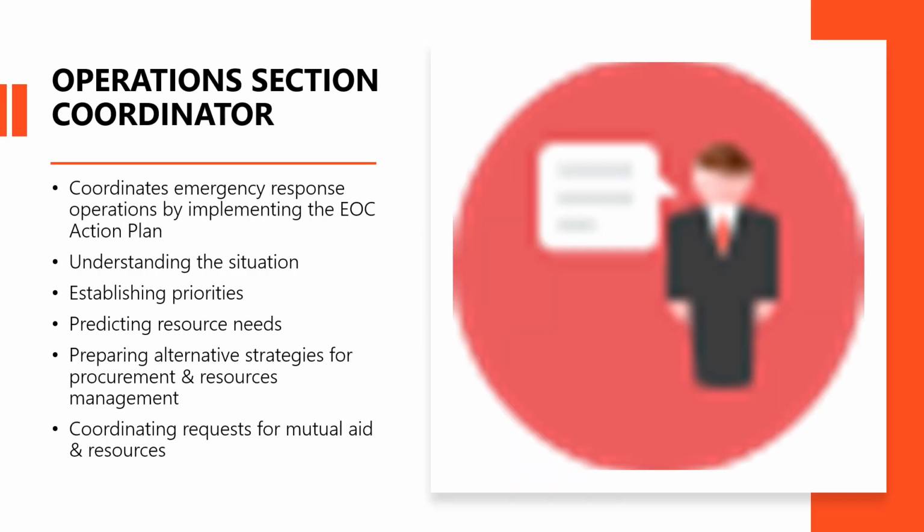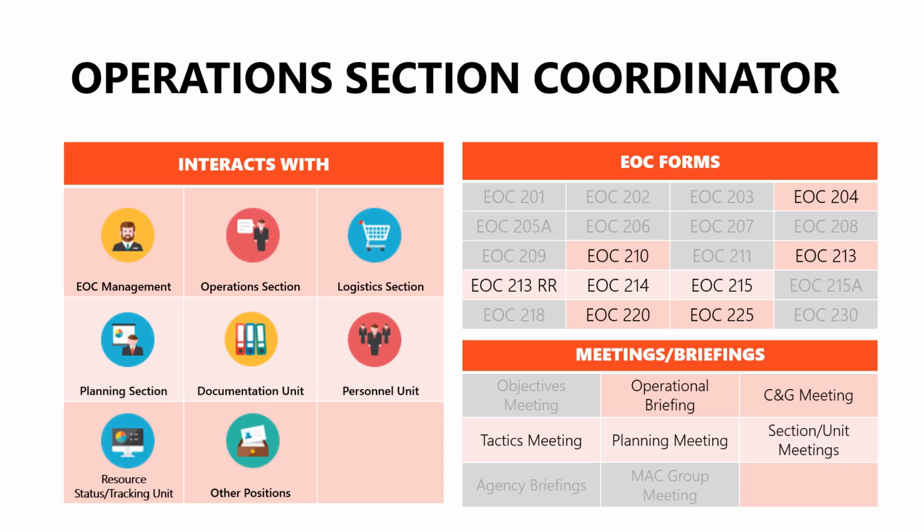The operations section coordinator is a member of the EOC manager's general staff, and they oversee the coordinating of all emergency response operations via the implementation of the EOC action plan. They're responsible for understanding the current situation, establishing priorities, predicting probable resource needs, preparing alternate strategies for procurement and resource management, and coordinating all requests for mutual aid and other operational resources.